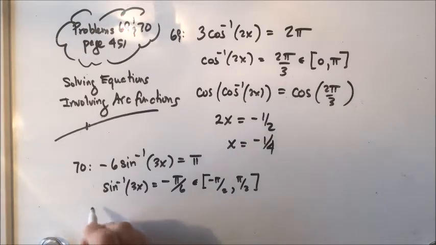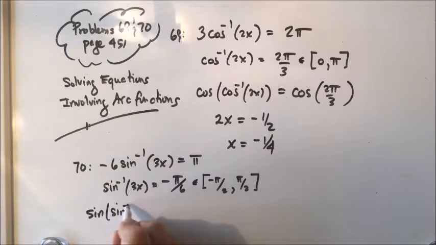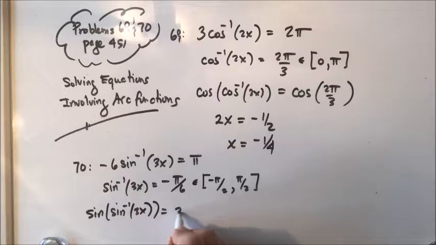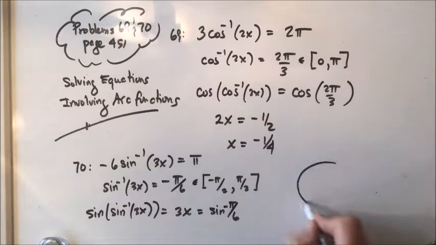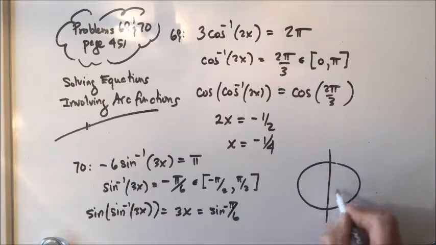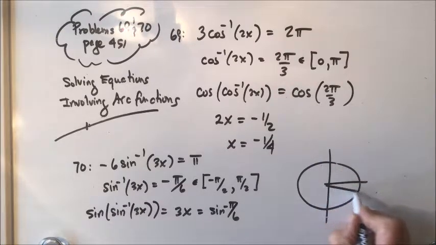And so when I take the sine of the arc sine of 3x, I can be sure that it's going to return 3x. And now that's equal to the sine of minus pi over 6. Now I've got to do a little unit circle work. There's the unit circle. Here is minus pi over 6.